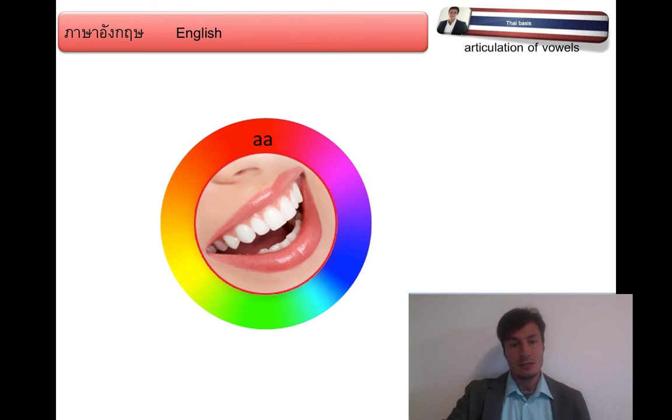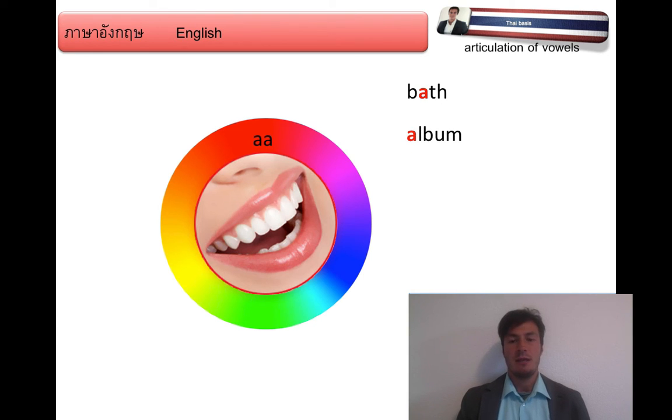Because, well, let's take a look at a couple of examples. This way, for instance, some of you might read bath one way. Some of you might read bath another way. So already there, different dialects, different perceptions of how the vowels are. So it's very difficult in English.